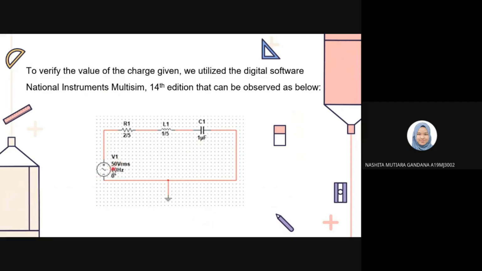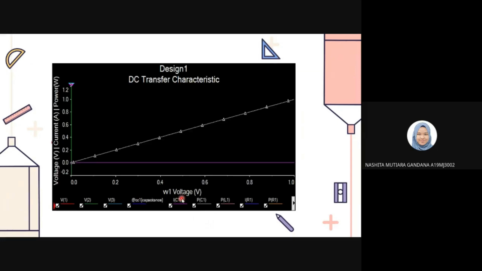So we put in the value of the voltage of the source, which is 50. And for the hertz, we just use the normal default given by Multisim, which is 60 hertz, and 0 phase angle. And then we'll insert the value of each unit: for the resistance, 2/5 ohms, for the inductance, 1/5 henry, and for the capacitance, 1 microfarad. And not to forget, for the circuit to work, we have to put in a ground.